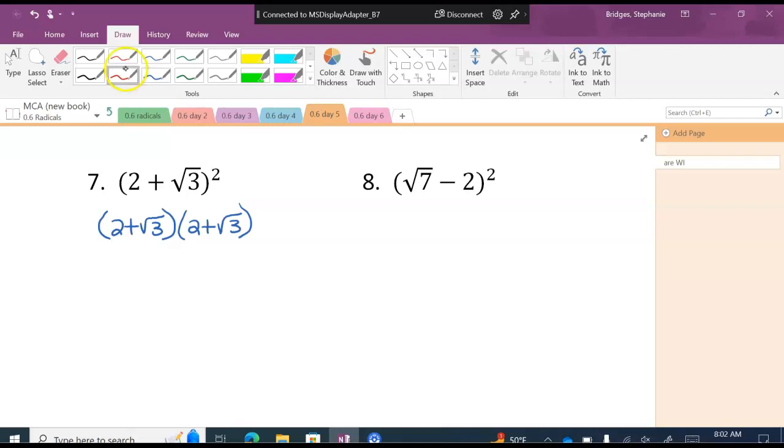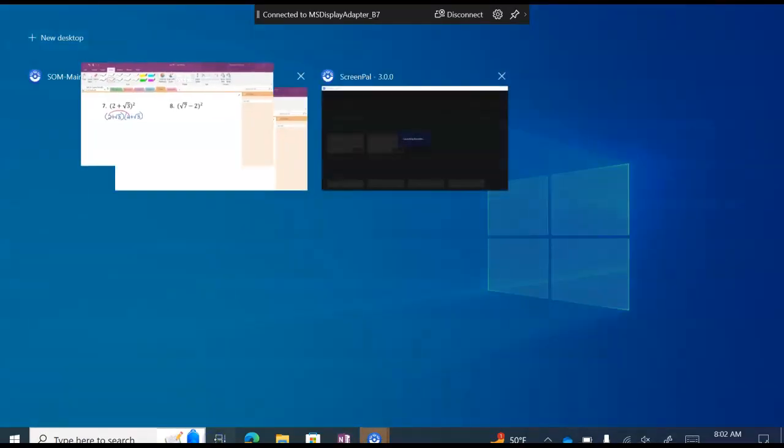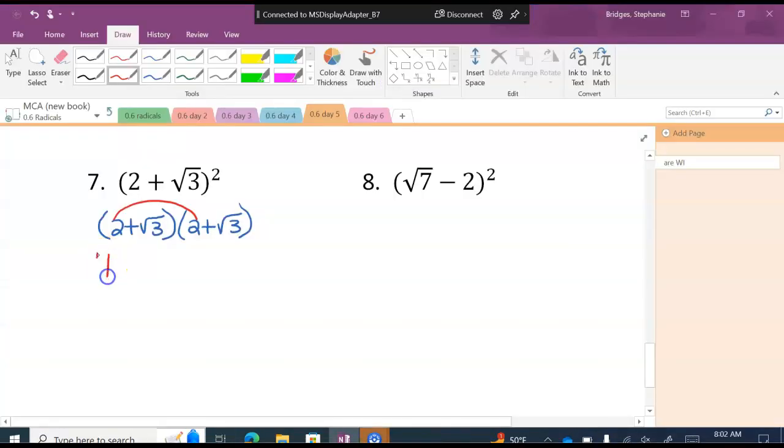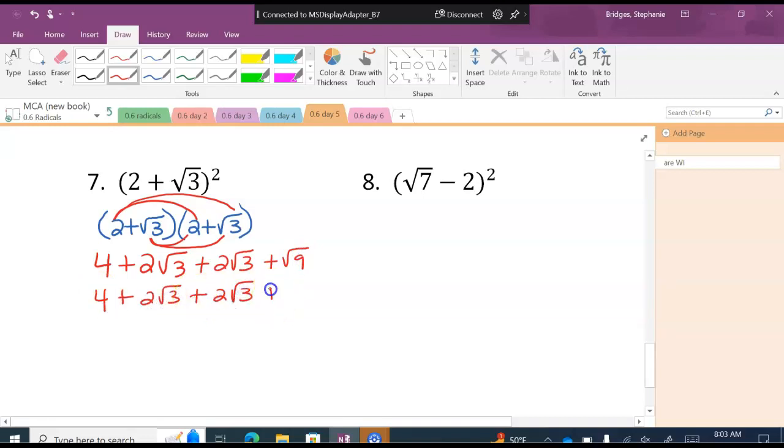All right, we're going to distribute just like we have with all of the other problems. First terms multiplied together. Then I do the outside terms. 2 times the square root of 3 is just 2 square roots of 3. Then the inside terms, the square root of 3 times 2 is 2 square roots of 3. And then the last two terms, the square root of 3 times the square root of 3 is the square root of 9. I'm going to simplify my perfect square first. What does the square root of 9 turn to? 3. And then I can combine my like terms. What's 4 plus 3? 7. And 2 square roots of 3 plus 2 square roots of 3 is going to give me 4 square roots of 3. Can I do anything else to simplify?